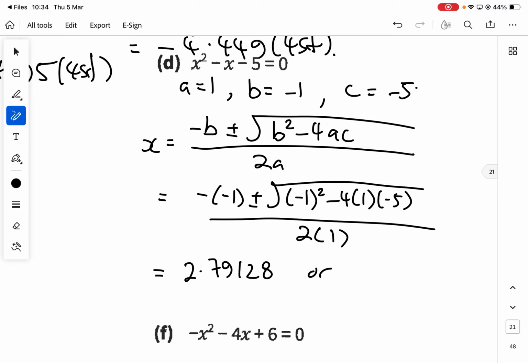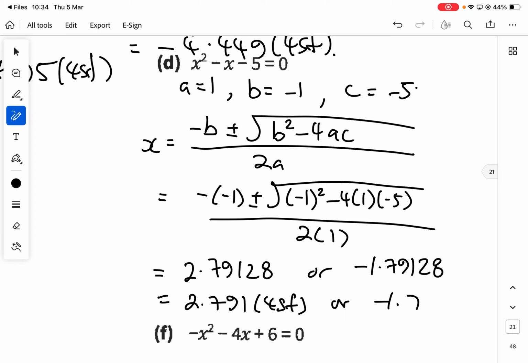Negative b squared minus 4ac. Negative. Correct. Okay, your numbers look correct. Then, oh, your A is wrong. That's why. A is negative 2, not 2. Yeah, yours is correct, hers is wrong.